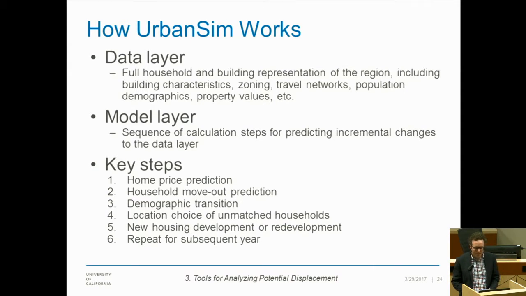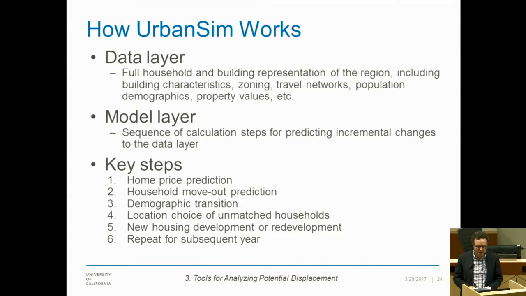So you can think of these models as having a data component and a math component. UrbanSim's data layer has a full representation of the region with things like households, buildings, zoning, and so on. And the data layer tracks the changes of those things from year to year as the model projects out into the future. And then the math layer is where the calculation steps are specified for predicting each of the changes. And the calculation steps come from things like statistical models and policy assumptions.